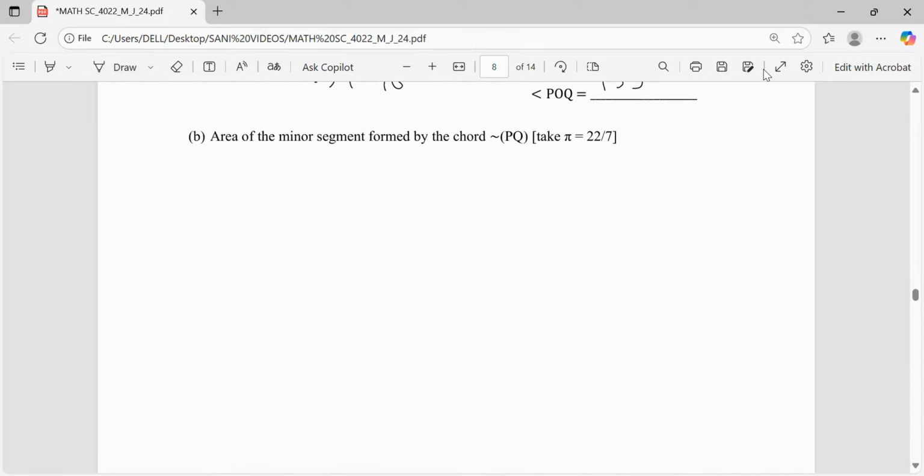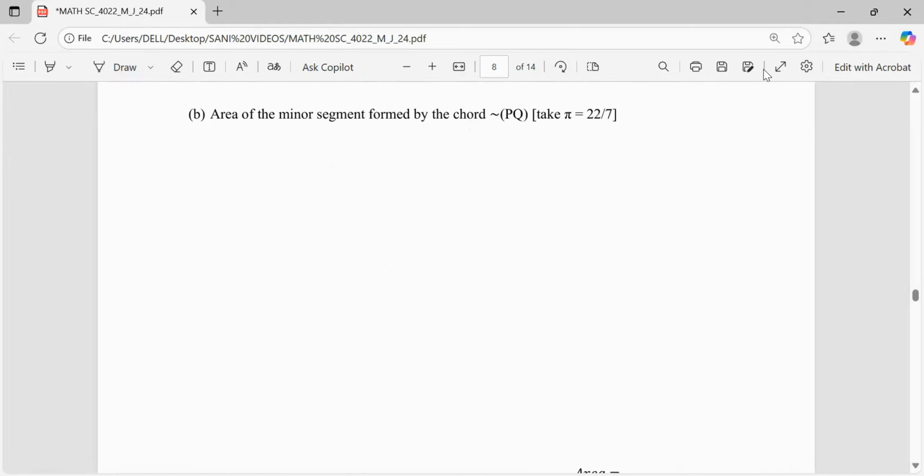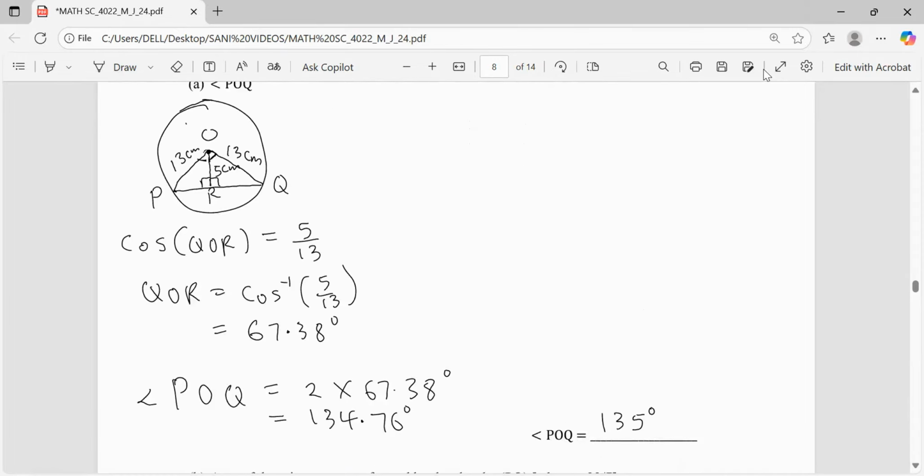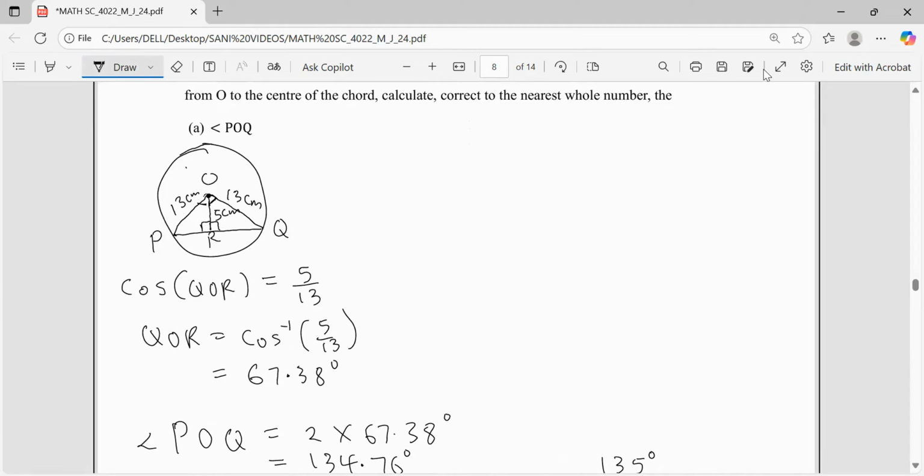The second question says, find the area of the minor segment formed by the chord. When we say minor segment, this is the minor segment here. So the area of the minor segment is equal to the area of the minor sector POQ minus the area of triangle POQ.